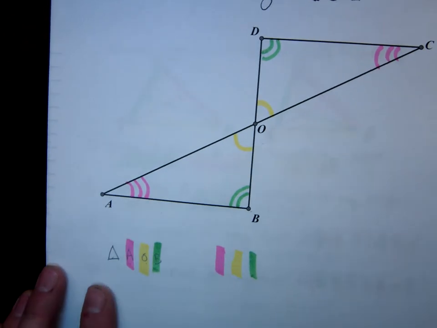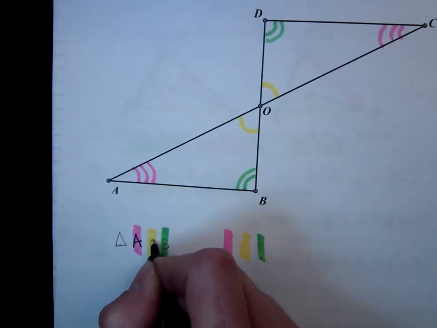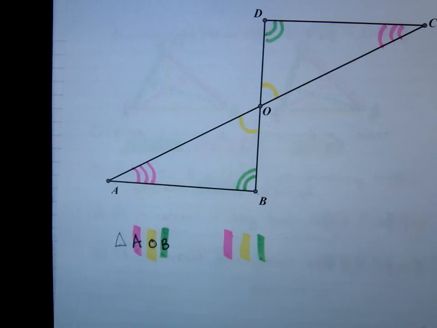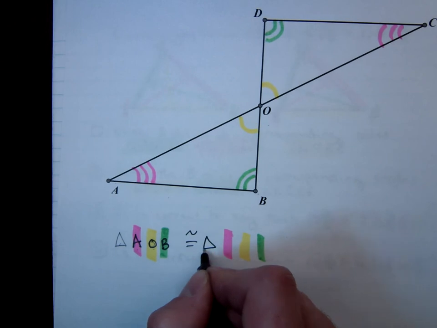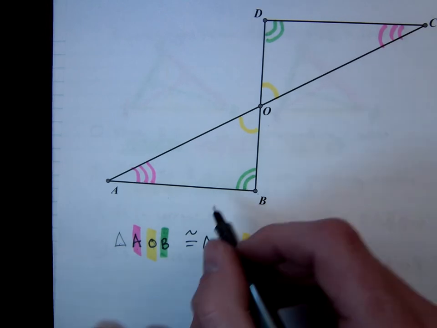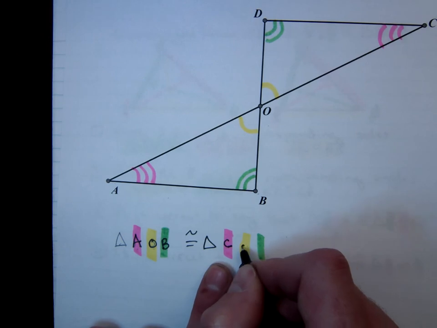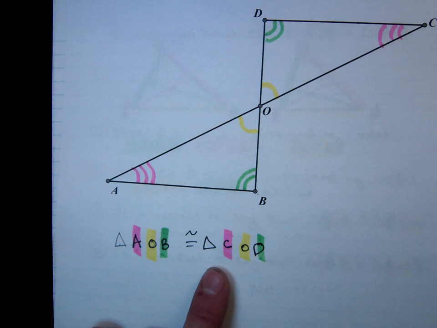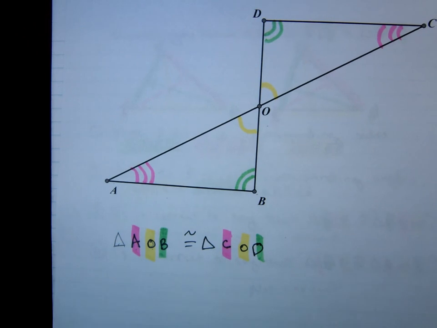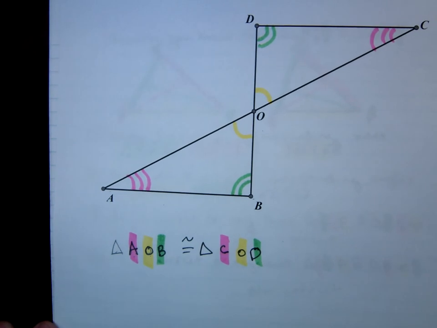And that's a little tough to see. So I have A, O, B, and then that must be congruent to triangle, well, if I go to my other triangle, my pink vertex is C, my yellow vertex is O again, and my green vertex is D. And again, color is going to be a great tool in these types of problems to ensure that you keep your vertices going in the right direction.